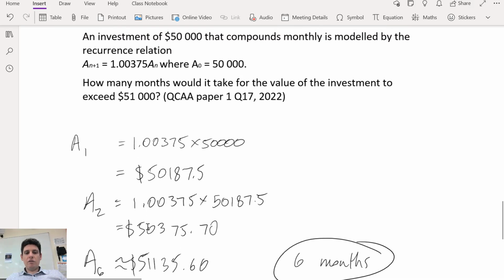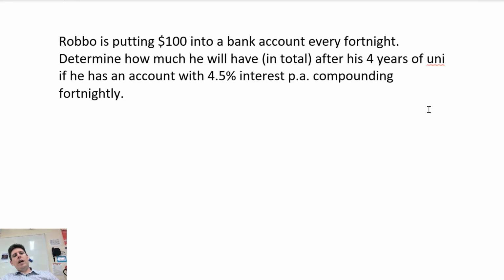And this is the recurrence relation. Interest on the interest plus interest on the original principal as well. So you could have a question like a recurrence relation for annuities, or you could have one like this. And this is where you could use the recurrence relation, but it's going to take quite a long time. So it's probably better to use this formula here.